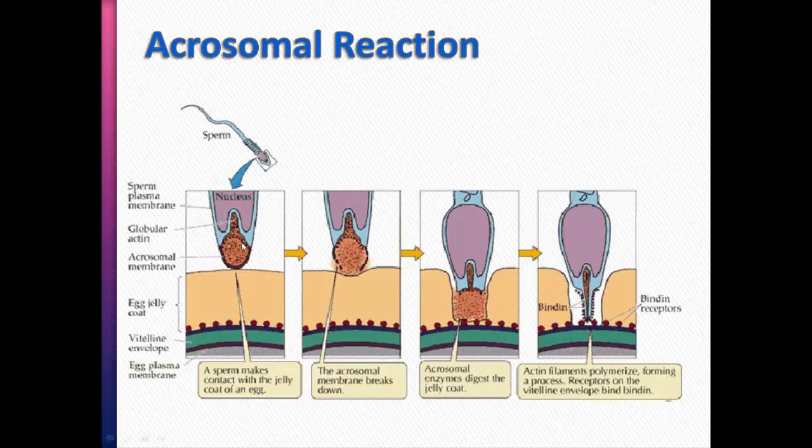Once it reaches the egg, though, it's got to penetrate that jelly coating, the zona pellucida, and it does that by releasing its acrosomal enzymes, and those enzymes digest that jelly coat. Now the vitelline membrane is the same thing as the zona pellucida, and that zona pellucida has receptors on it that the sperm can bind to and hold on to the egg, and therefore it's going to be able to penetrate or merge with the egg and insert its DNA inside that egg.